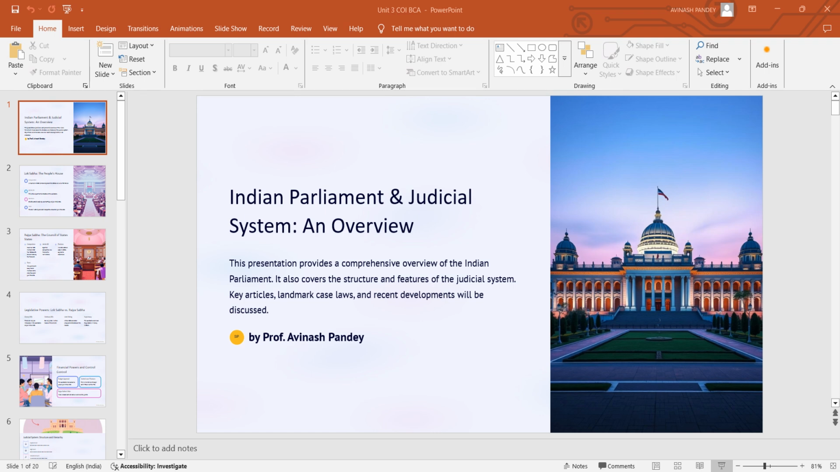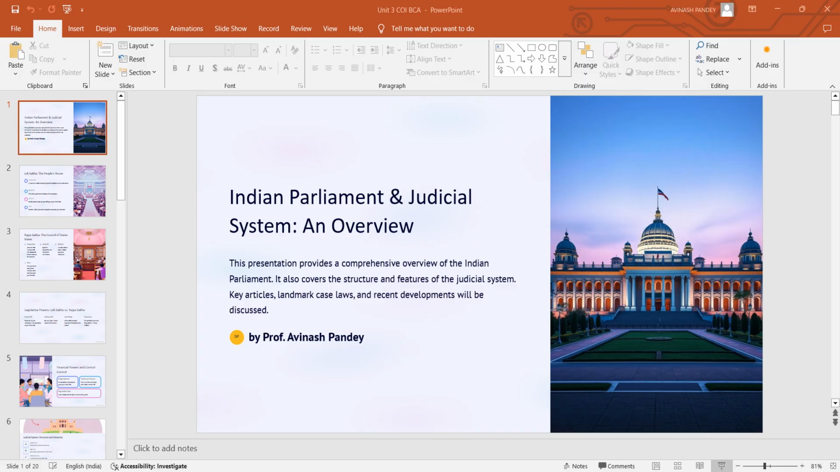Article 80 specifically talks about composition and presidential nominations. Indirect elections occur by state legislative assemblies, and the term, so it's a permanent body, and one third of the members retire every 2 years as per Article 83. So these two articles you'll have to remember. It is very crucial when it comes to Rajya Sabha.